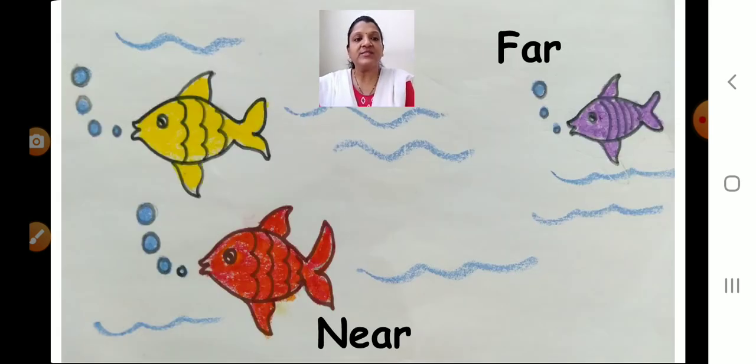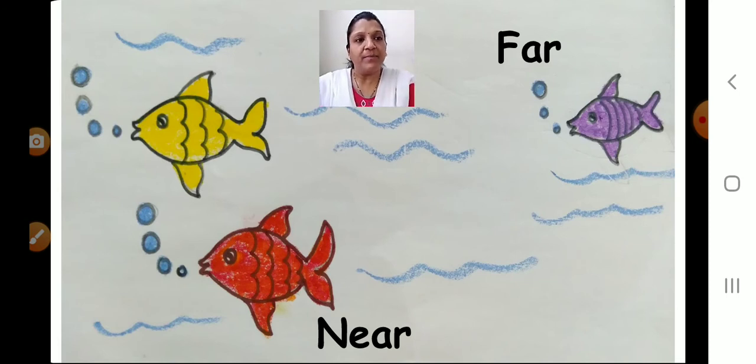Let us see next picture. Oh, what do you see in this picture? Fishes, right? Now, where is red fish? Is it near to the yellow fish or far from yellow fish? Tell me. Correct, near to the yellow fish. Red fish is near to the yellow fish.